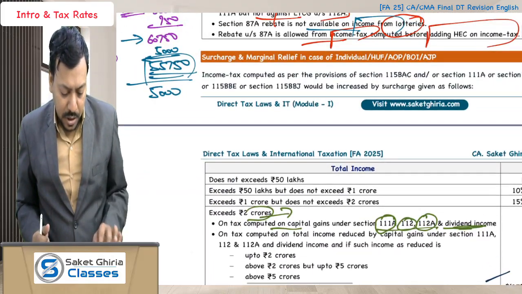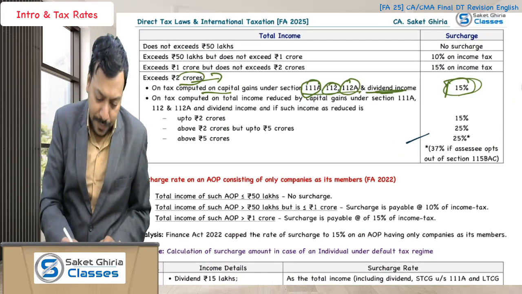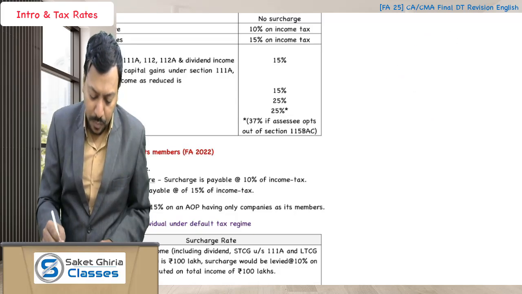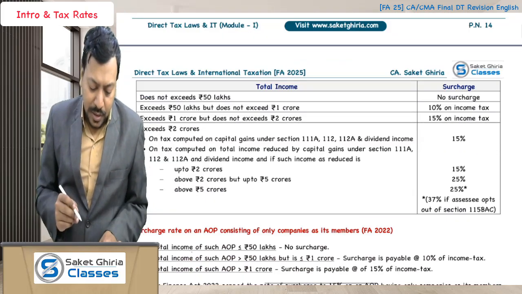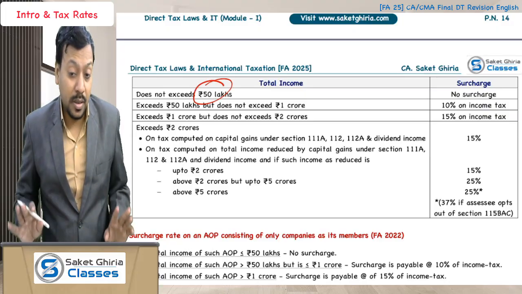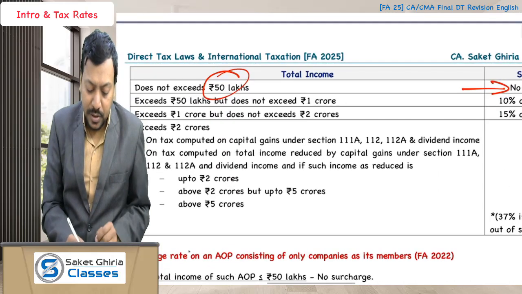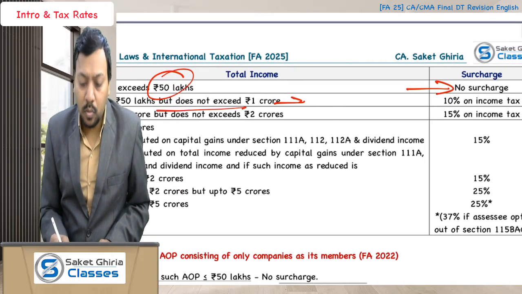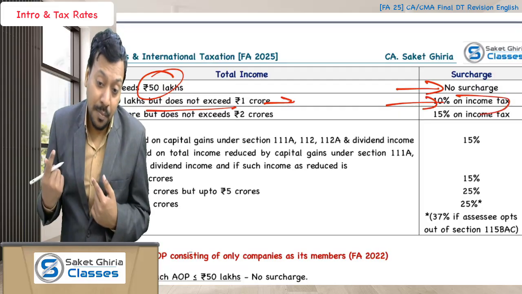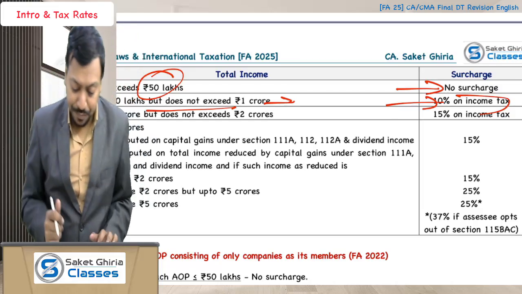Proceeding further, surcharge and marginal relief. Okay. How much surcharge do you have to pay if your total income is not exceeding 50 lakh? If your total income is up to rupees 50 lakh, then there is no surcharge. If your total income exceeds rupees 50 lakh but is up to rupees 1 crore, then surcharge is 10% on the income tax, meaning whatever the tax is, add 10% of the tax as surcharge.